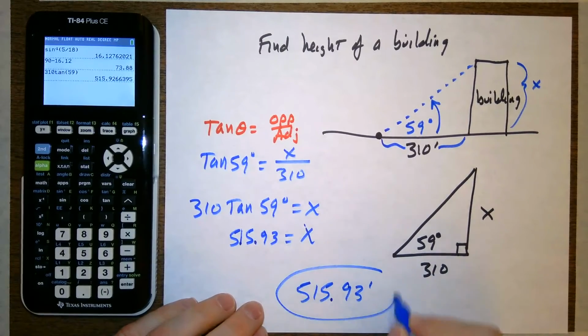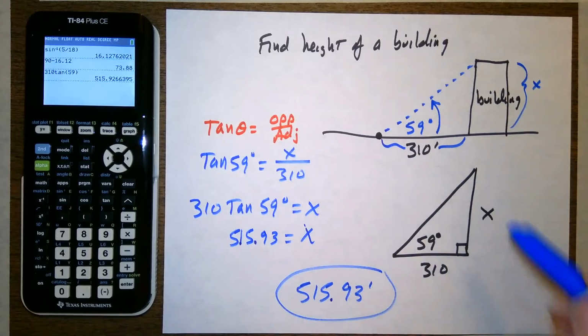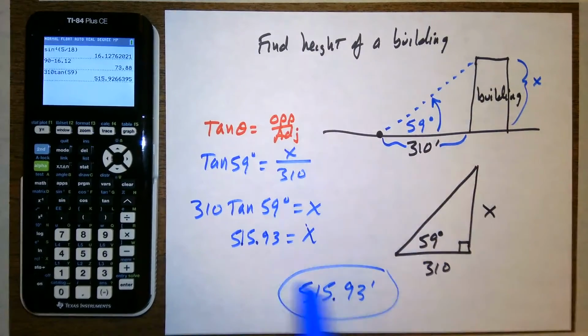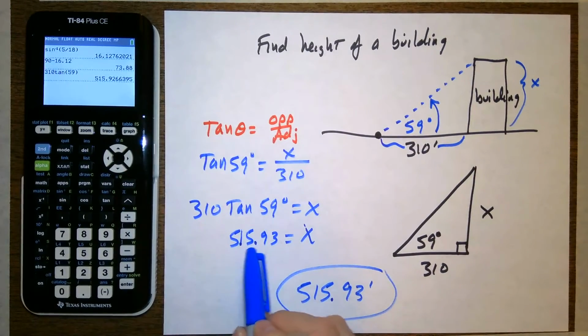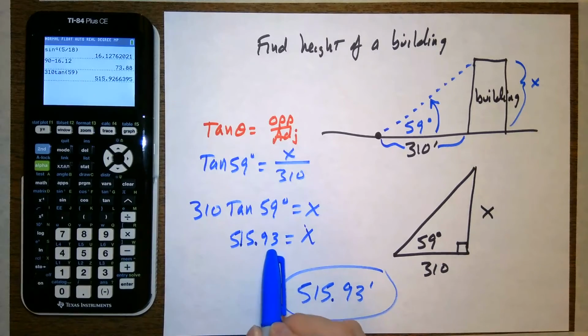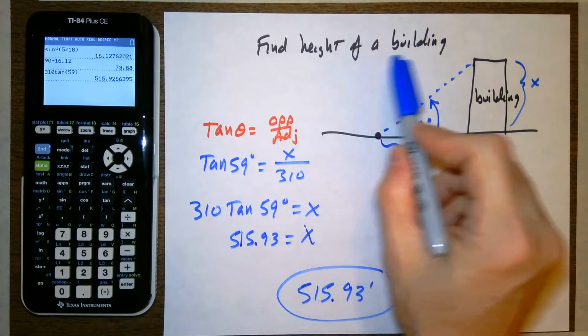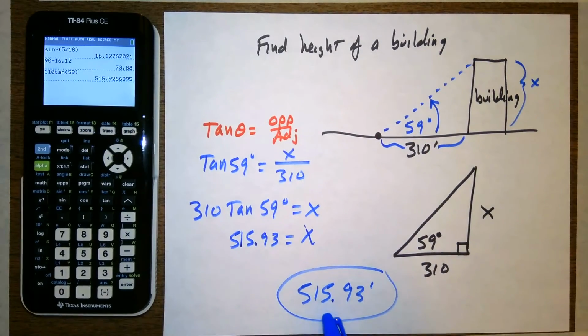So my final answer is 515.93 feet. Now this is a word problem, so make sure you answer the question, use the units. Don't just circle x equals 515.93. That really doesn't mean anything. Find the height of the building. The height of the building is 515.93 feet.